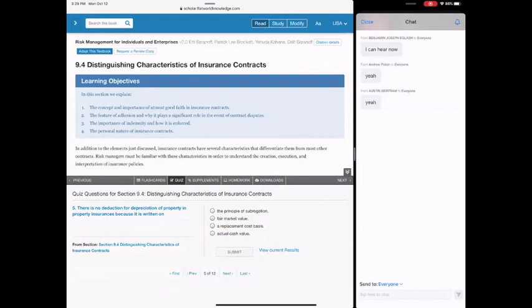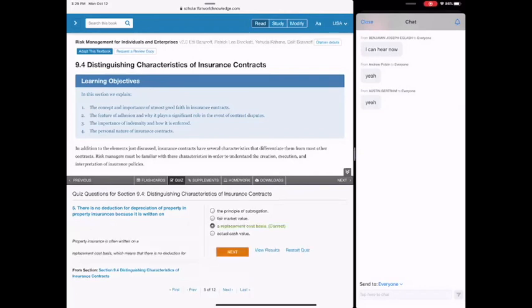Which of these describes the settlement where there's no deduction for depreciation? Replacement cost. Actual cash value refers to the settlement where depreciation is taken. Replacement cost is, we'll just pay you whatever it costs to replace what you had.